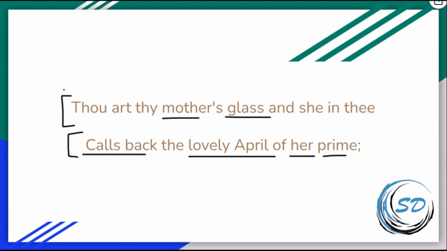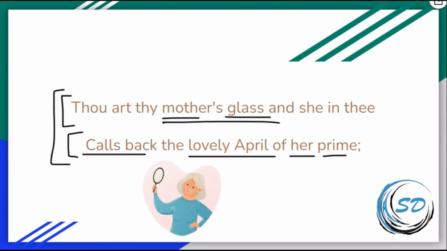Shakespeare presents a beautiful metaphor, comparing the person to their mother's mirror. They carry within them the reflection of their mother's youth, rejuvenating the memories of her own springtime beauty. Through procreation, they can rekindle the vibrant essence of their mother's prime and extend it into future generations.